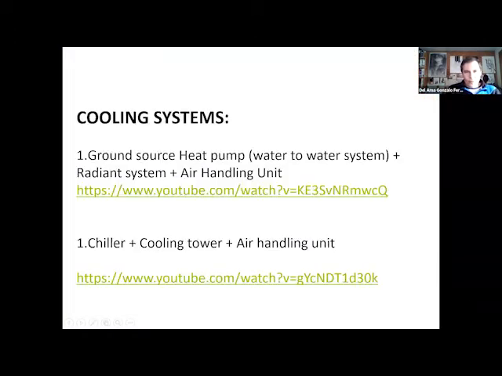I have posted here two links to YouTube. The first one explains how this ground source heat pump works. And the second explains how this chiller plus cooling tower plus air handling unit works. Those are the two cooling systems we are going to explain today: ground source heat pumps and chiller plus cooling towers. So let's open the first link.